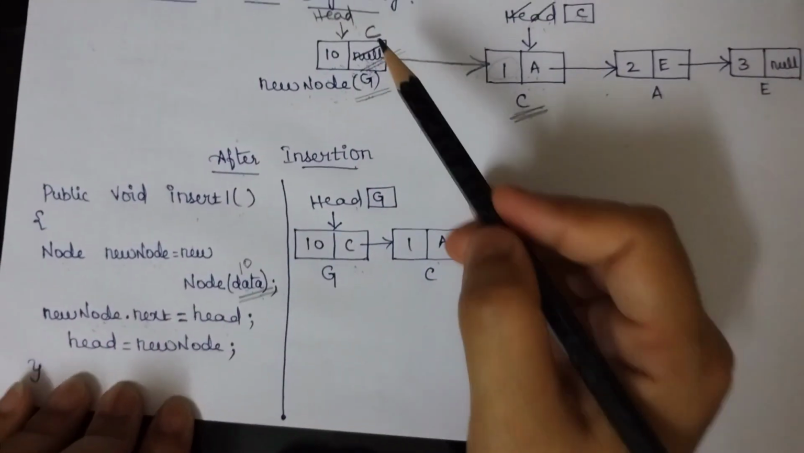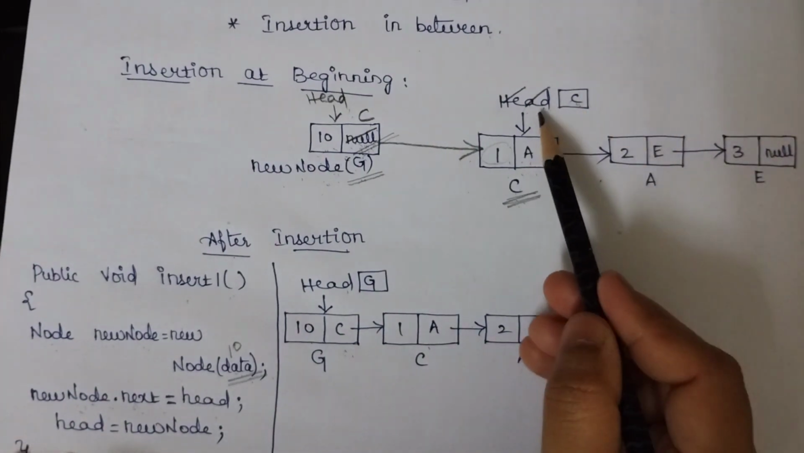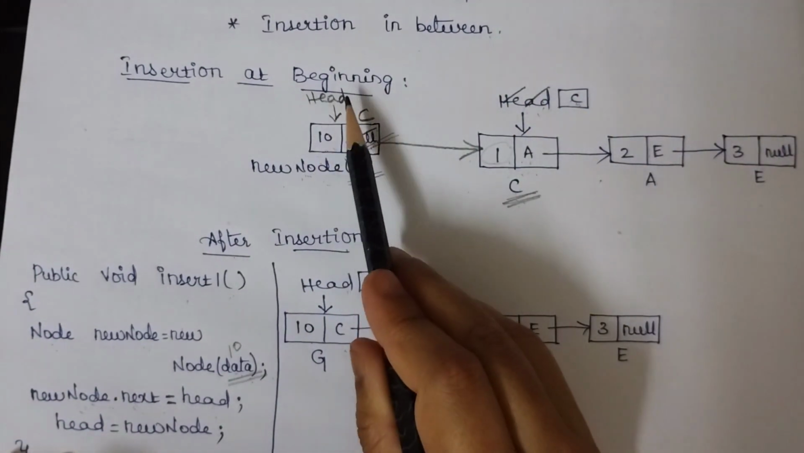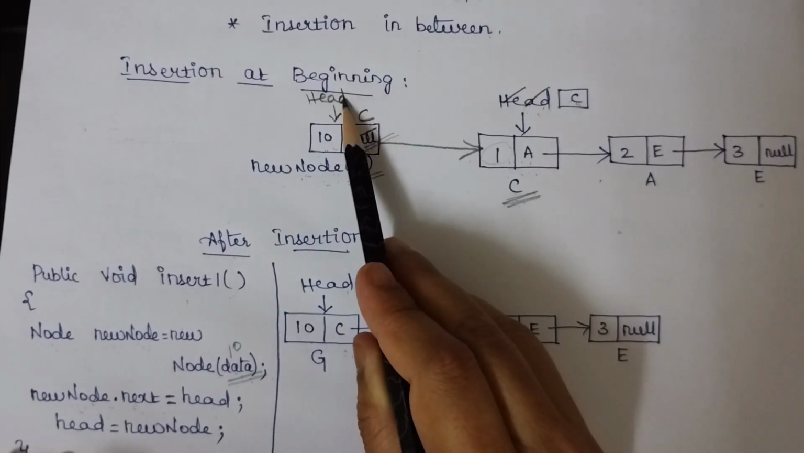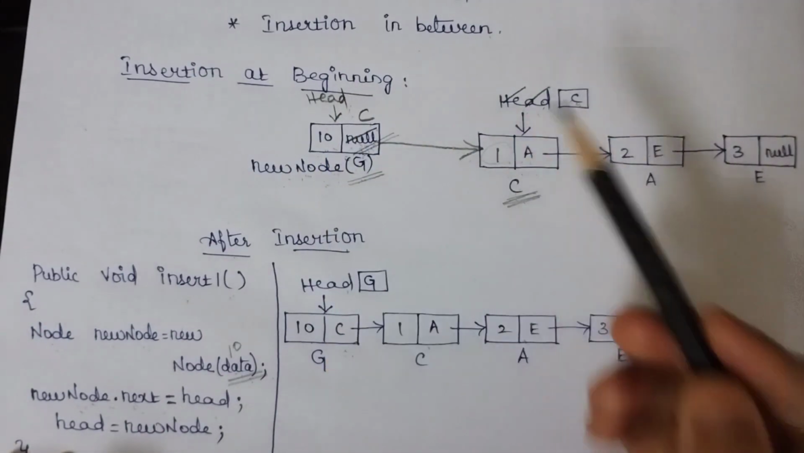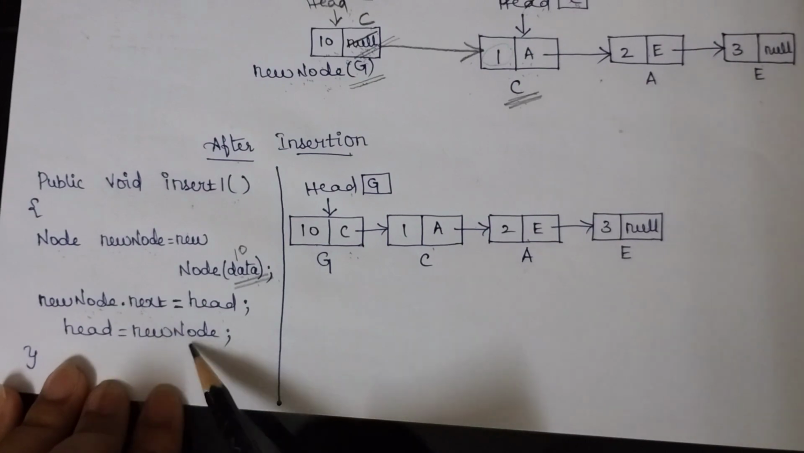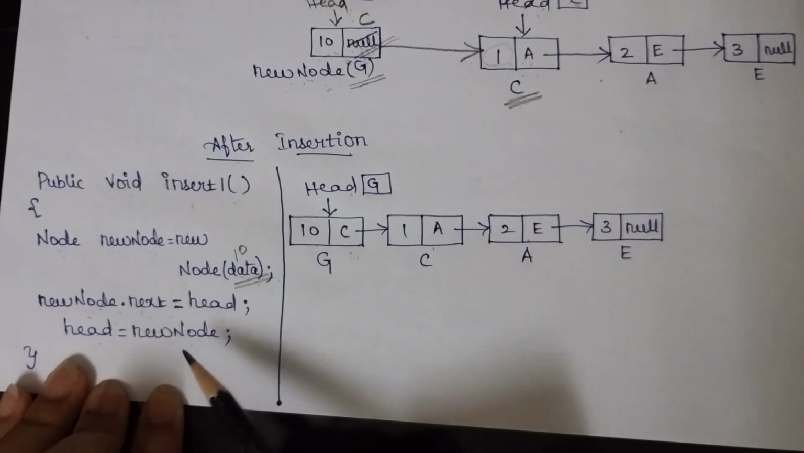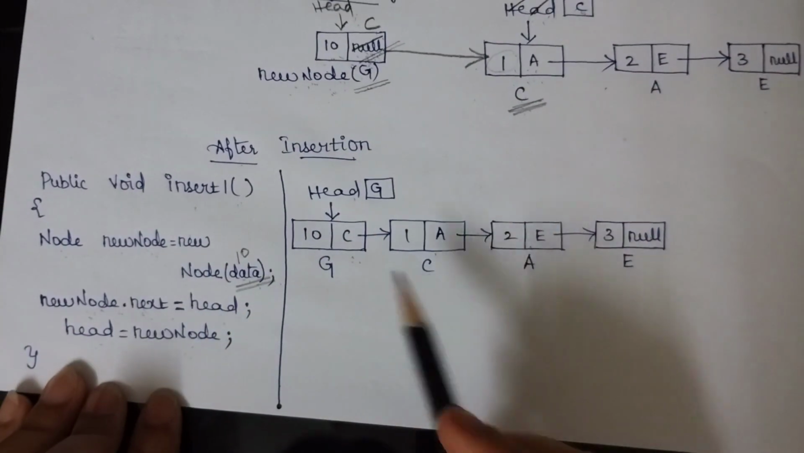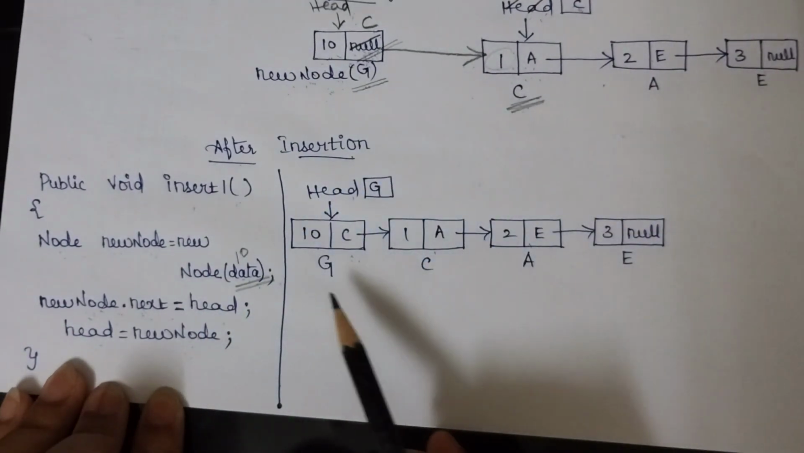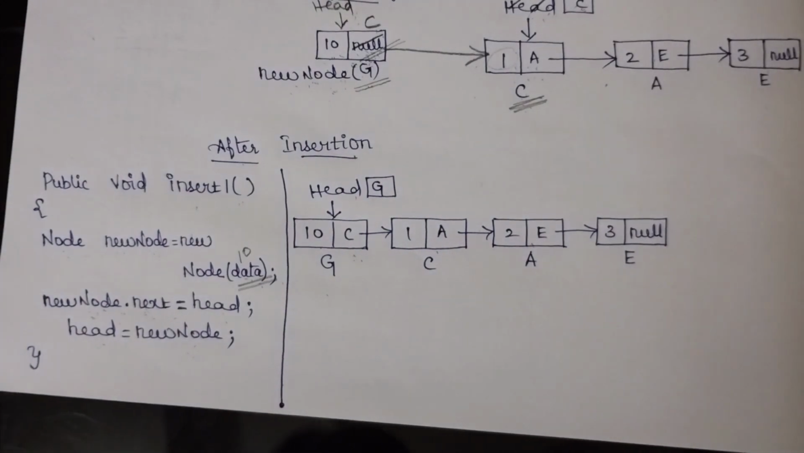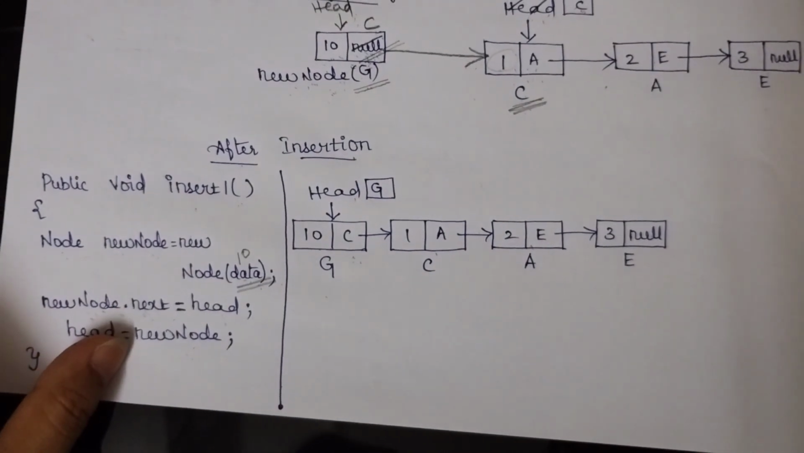Okay, so after this, what is the next change we did? We have changed the head from here to here. Now my new node will be the head node. So you are assigning head node as your new node. So that is what the second line here does. If you do this, then this will be your list after insertion. This is about insertion at beginning.